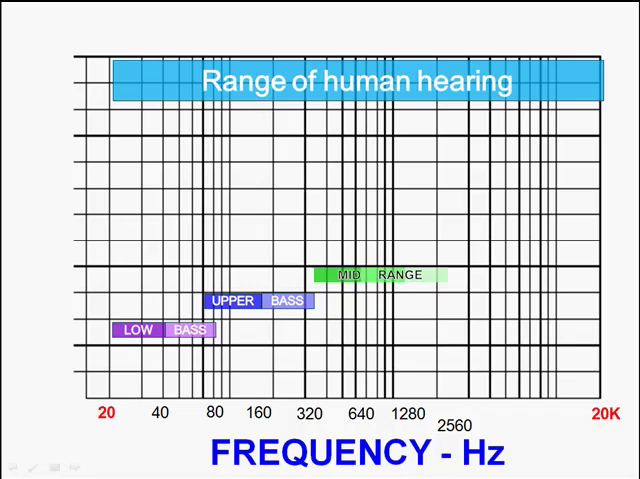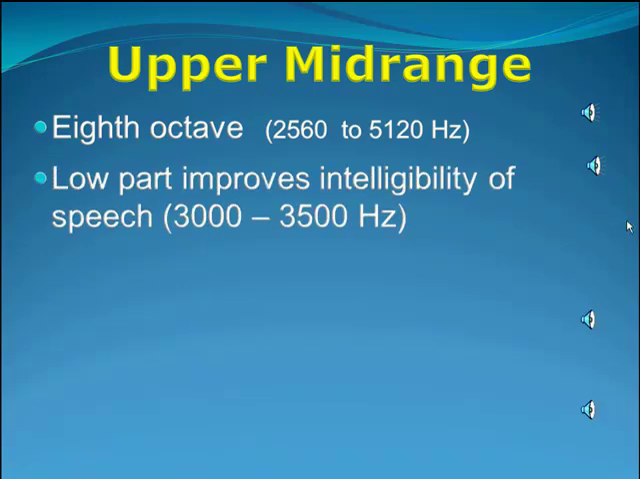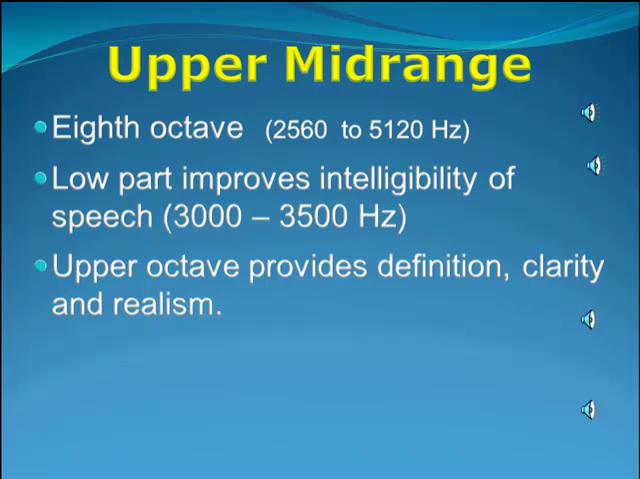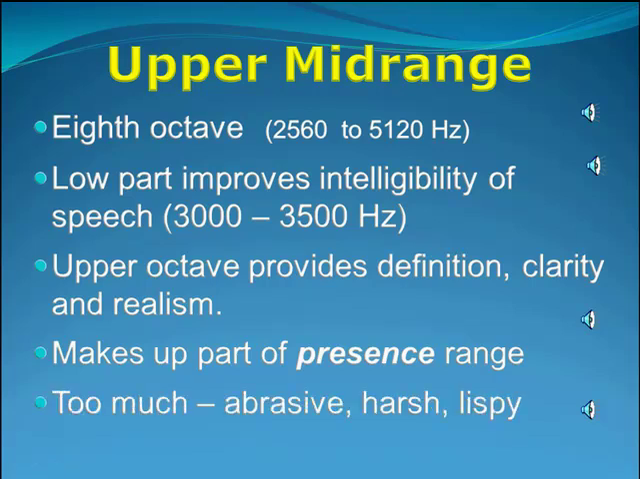The 4th band of frequencies, what we know as the upper mids, is made up of the 8th octave, from 2560 to 5120 Hz. The low part of the 8th octave, 3 to 3.5 kilohertz, improves intelligibility of speech, and the upper part of this octave provides clarity and definition. The upper mids provides what we know as part of the presence range. Too much, however, will sound abrasive, harsh, lispy.